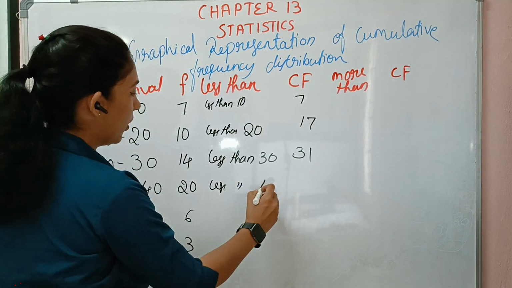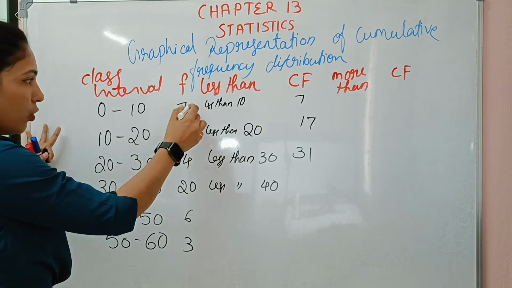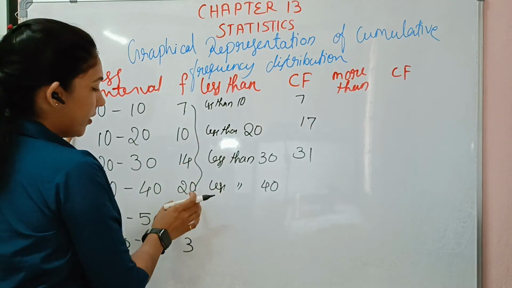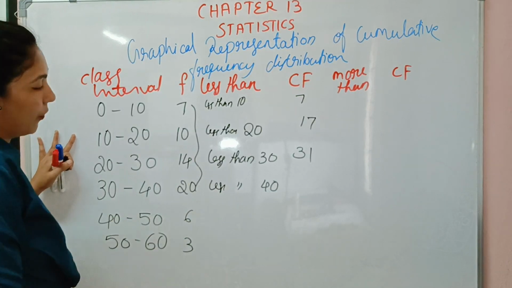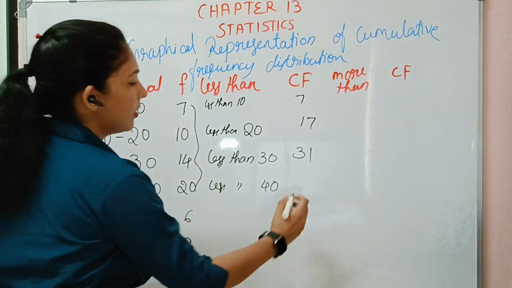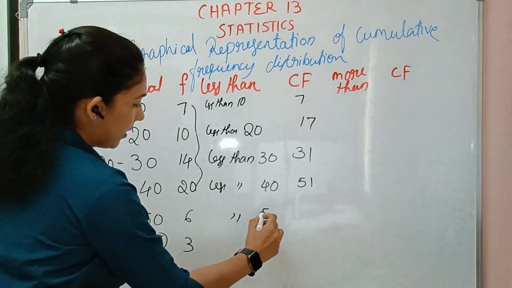Less than 40. 20, 14, 10, 7. All these numbers should be considered. So what is it? 20 plus 14, 34, 34 plus 10, 44, 44 plus 7, 51.